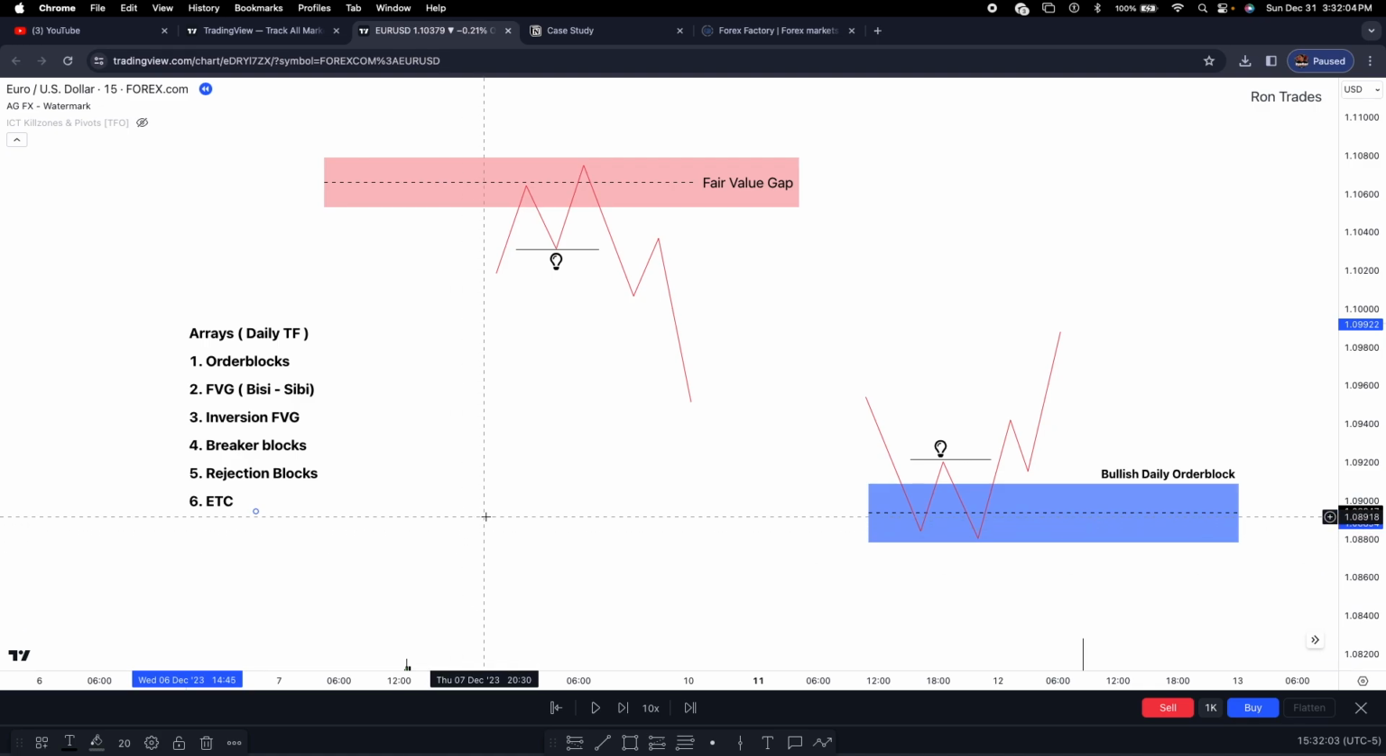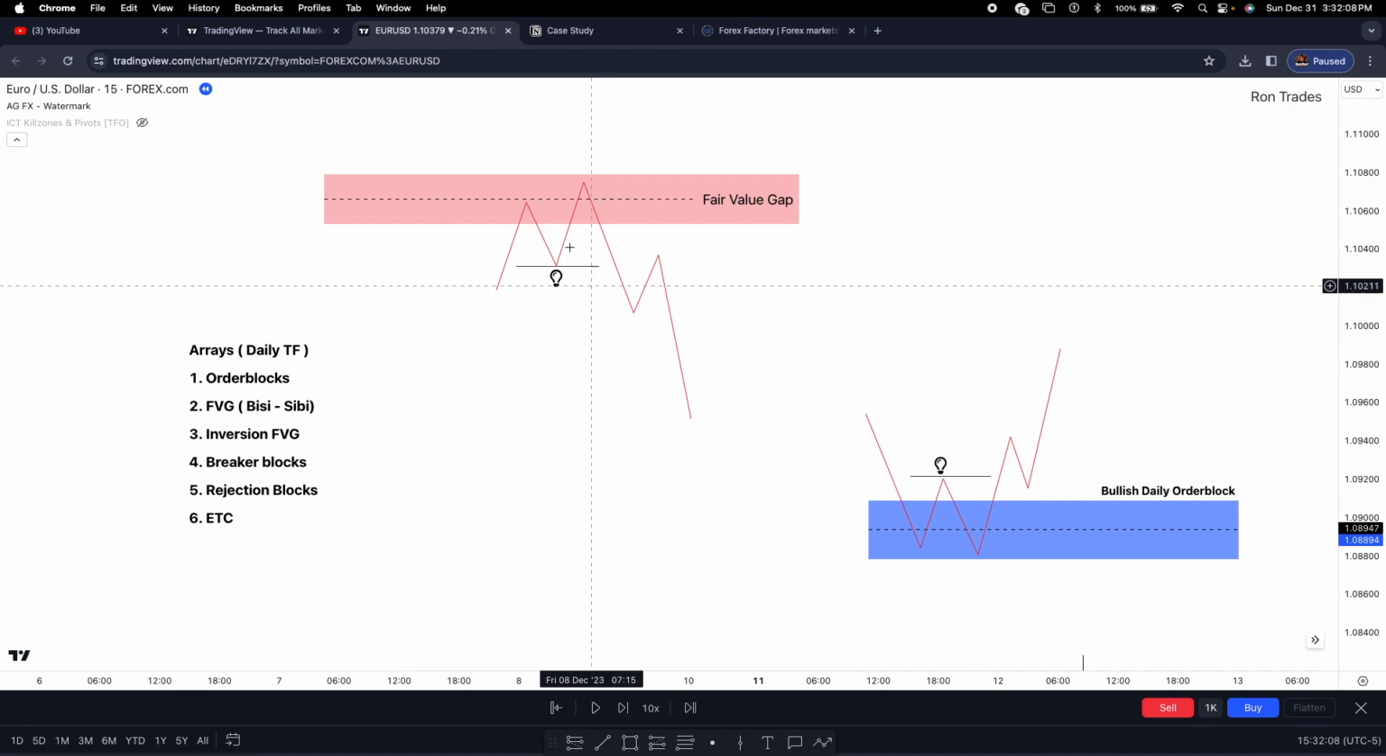Now, Ron, what do you look for once price reaches a bearish fair value gap? Good question. Let's go over it. Right here at the top, we got a bearish fair value gap that comes from the daily time frame. I want to be clear. All of my arrays that I'm entering off of or that I'm entertaining must and only come from the daily time frame. I don't care about any other time frame but those daily arrays. So I want to be clear on that. So guess what that means?